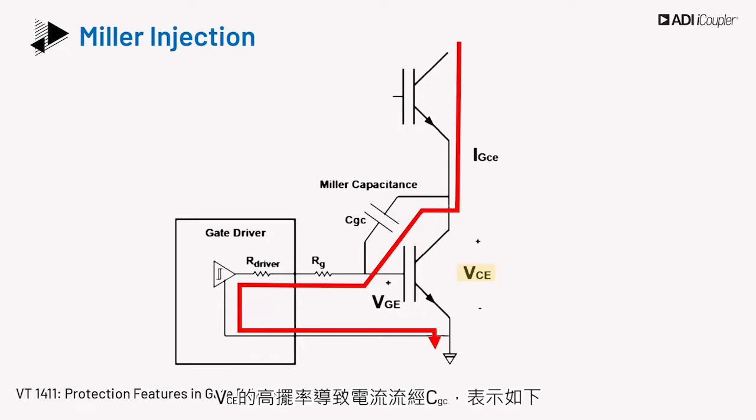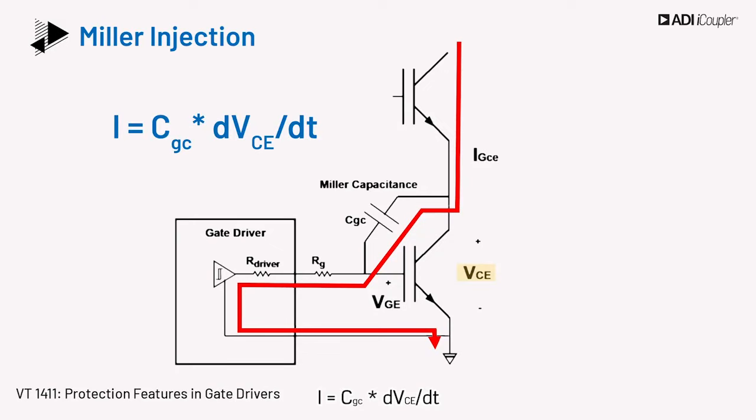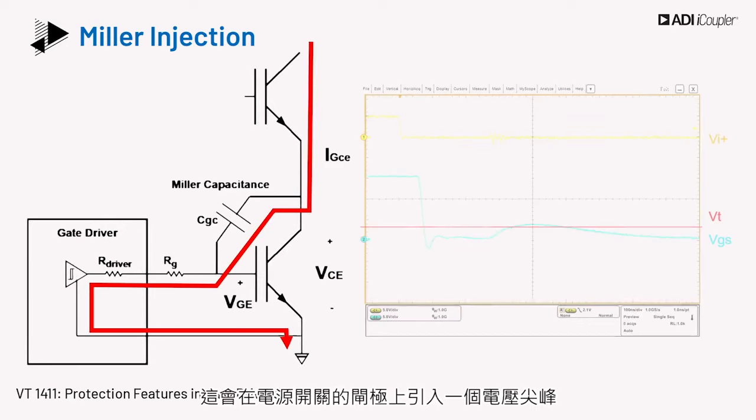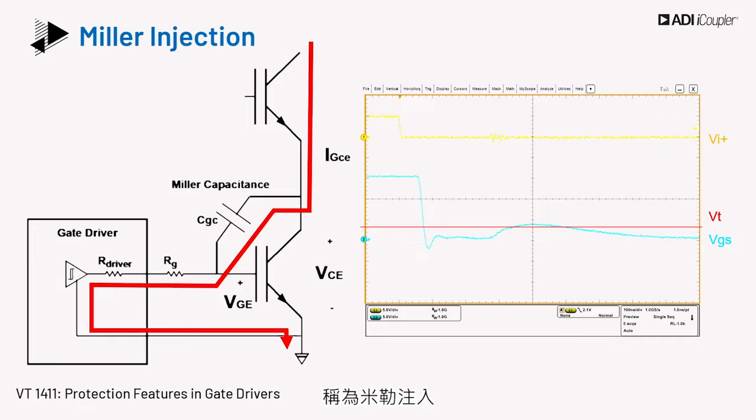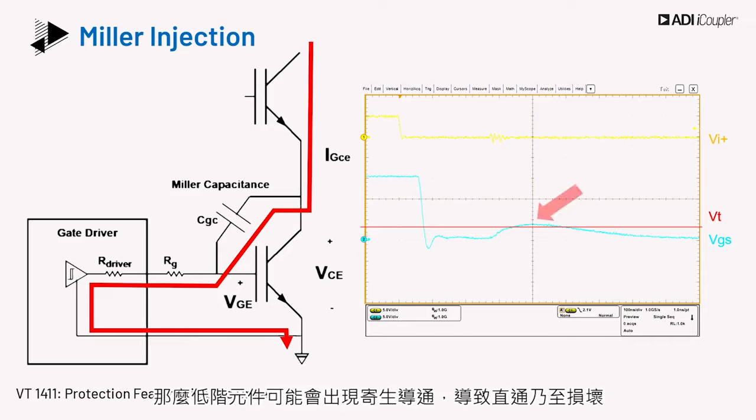The high slew rate on VCE causes current to flow through CGC, which is given as I equals CGC multiplied by dVCE/dt. This induces a voltage spike at the gate of the power switch, and this is known as Miller injection. If the threshold voltage of the power switch is exceeded, then there could be a parasitic turn-on of the low-side device, causing shoot-through and possible damage.